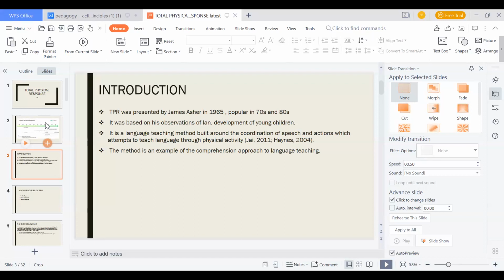James Asher, being a psychologist, introduced this method after observing the language development taking place in young children. Young does not mean youth, right? Small children. Young children means small children. How does language development happen? Now think of the mother tongue, L1.